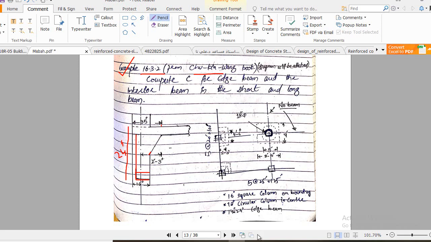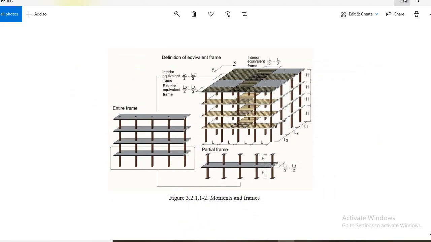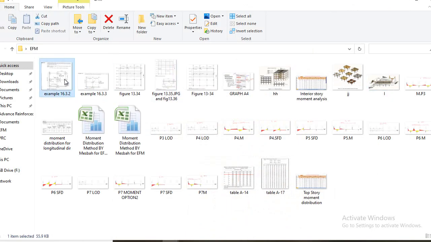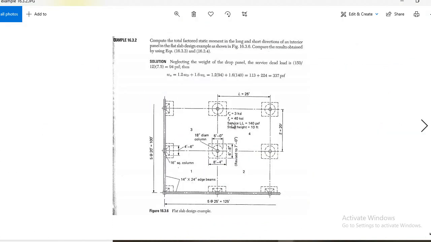diagram. Clear? I think so. I have the section. Okay, this is the example. Clear? 16.3. Yes. Okay, you see this is the slab system and the detail. Okay, the whole detail. Clear?